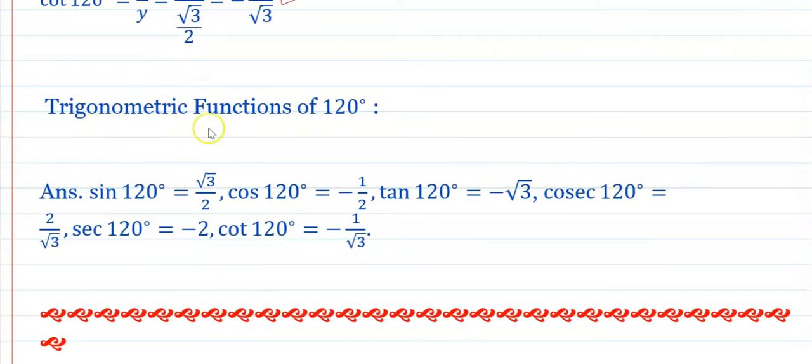Hence, the answers: trigonometric functions of 120. Sine of 120 is root 3 by 2. Cos of 120 is minus 1 by 2. Tan of 120 is minus root 3. Cosec 120 is 2 by root 3. Sec of 120 is minus 2. And cot of 120 is equal to minus 1 upon root 3.